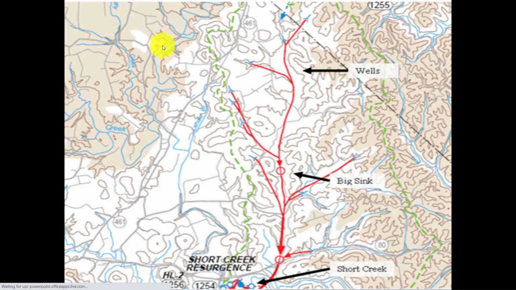The summary here is that dye showed up in some of the wells, other wells it didn't show up in, and this was indicative of the fact that monitoring wells are not reliable in Karst. It showed up at Big Sink and Short Creek faster than it showed up at some of the on-site monitoring wells.